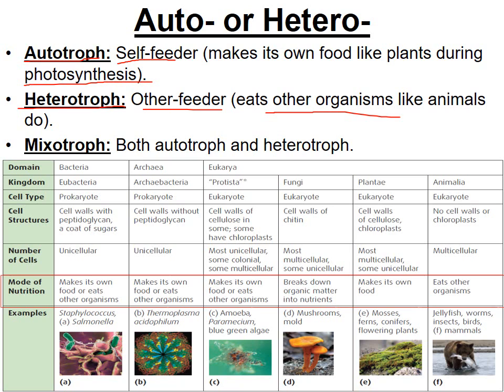And mixotroph, well, it's a mix of both. They can sometimes do autotroph nutrition or heterotroph nutrition. And so you can take a look at the modes of nutrition for the various types of organisms under the different kingdoms.